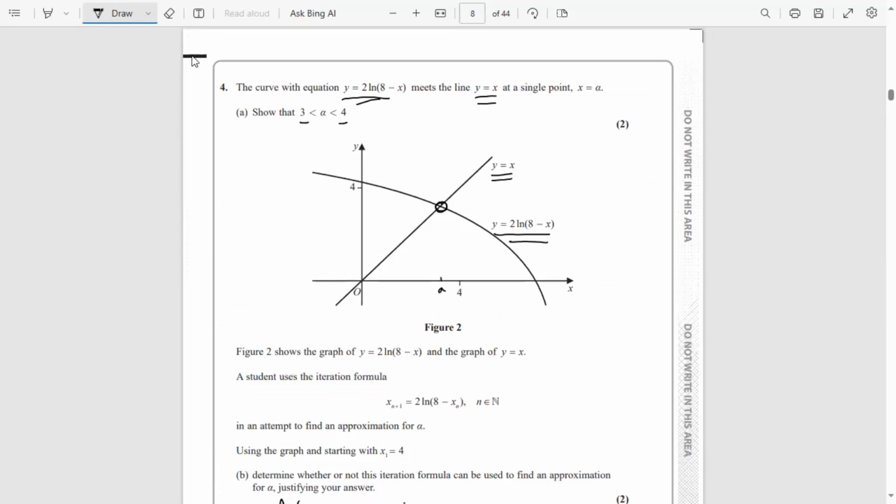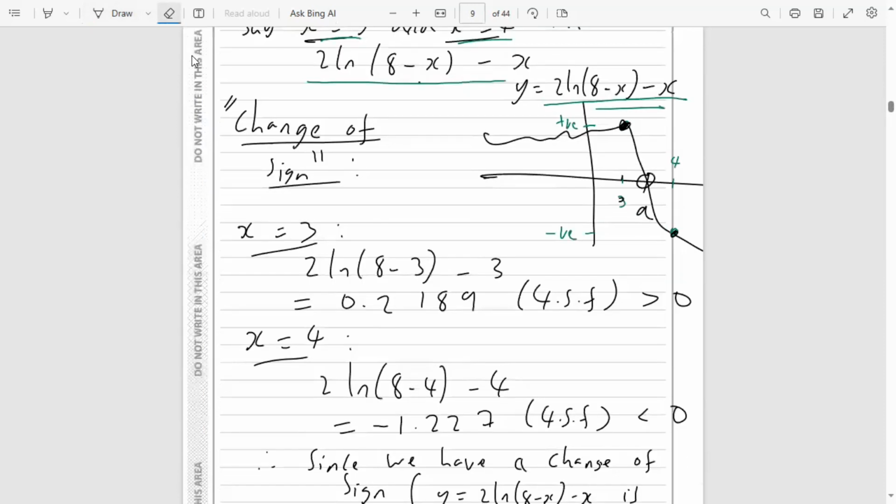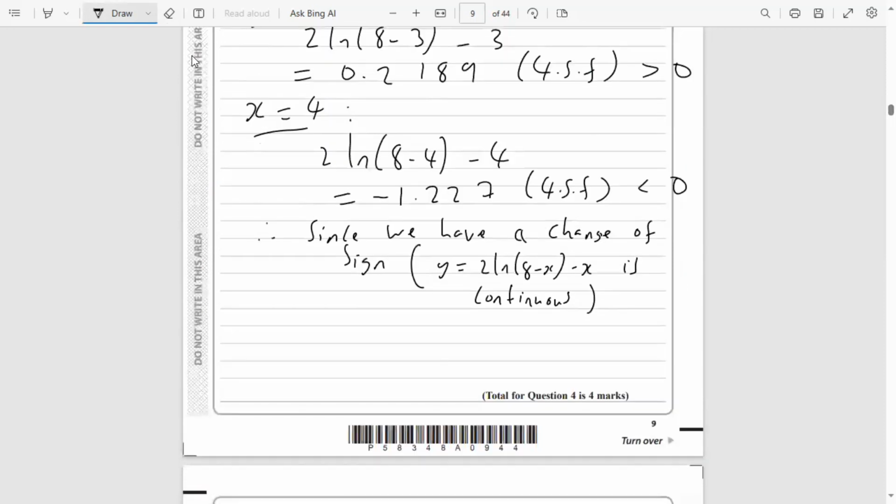So when you put the x equal to this there, again, you're going to get another continuous curve. Because we've got a continuous curve, with no discontinuities between 3 and 4, we can safely say that there's going to be a root between 3 and 4.